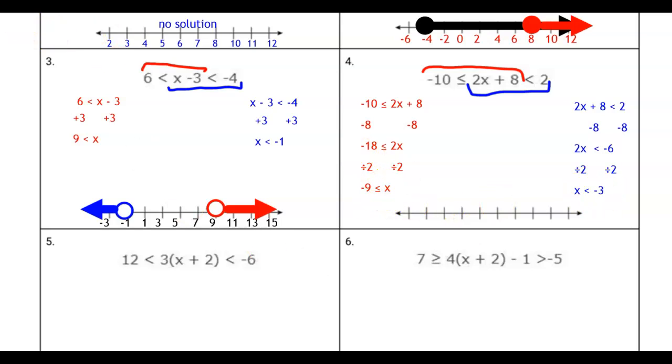Here's what it looks like. And here's the situation I have. The -9 gets a filled in circle. I know that x is greater than or equal to -9, so I'm shading it upwards. And then x is less than -3. -3 gets an open circle, and I'm shading downwards.